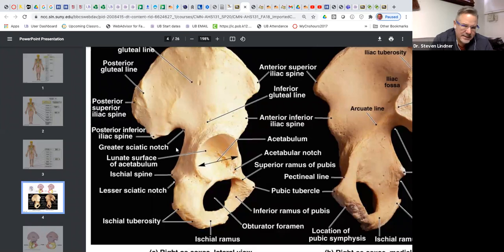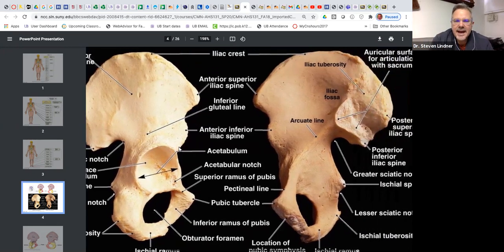The significance of the ischial spine is that it separates 2 notches. It separates this notch, the greater sciatic notch, from this notch, the lesser sciatic notch. So you have a greater sciatic notch up here, and below the ischial spine, a lesser sciatic notch. And guess what travels through the greater and lesser sciatic notch? The sciatic nerve, of course.